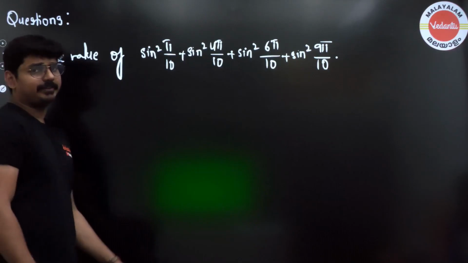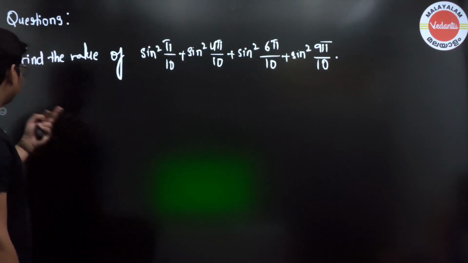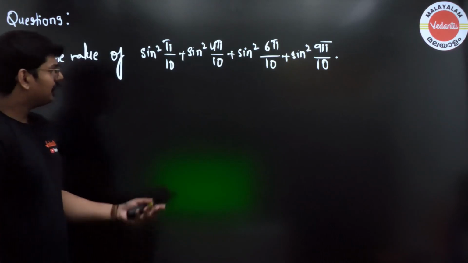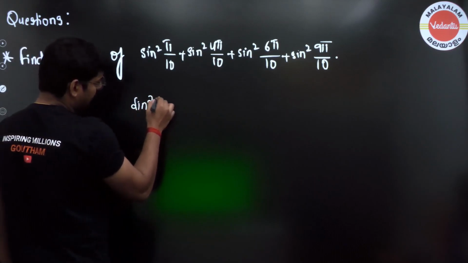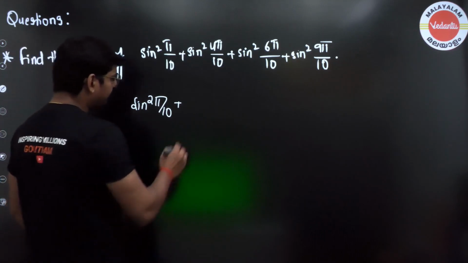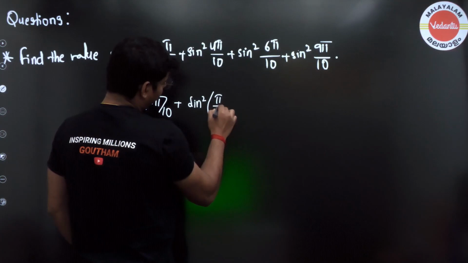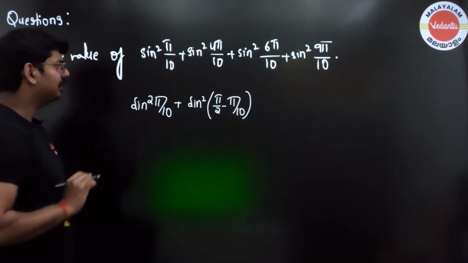Now let me go to another question. Now you see this question, guys. It seems kind of a lengthy question, kind of difficult, but let me tell you, it's a pretty simple one. What is given? Sine square pi by 10. Let me write down sine square pi by 10. Now sine square 4 pi by 10, well, can I write it in this way? Sine square of pi by 2 minus pi by 10. Take the LCM, you would end up getting the same thing.